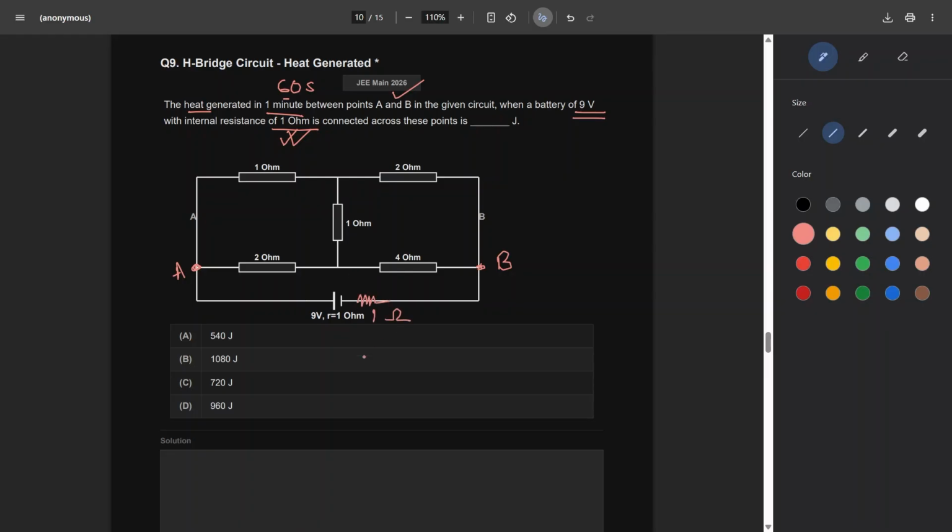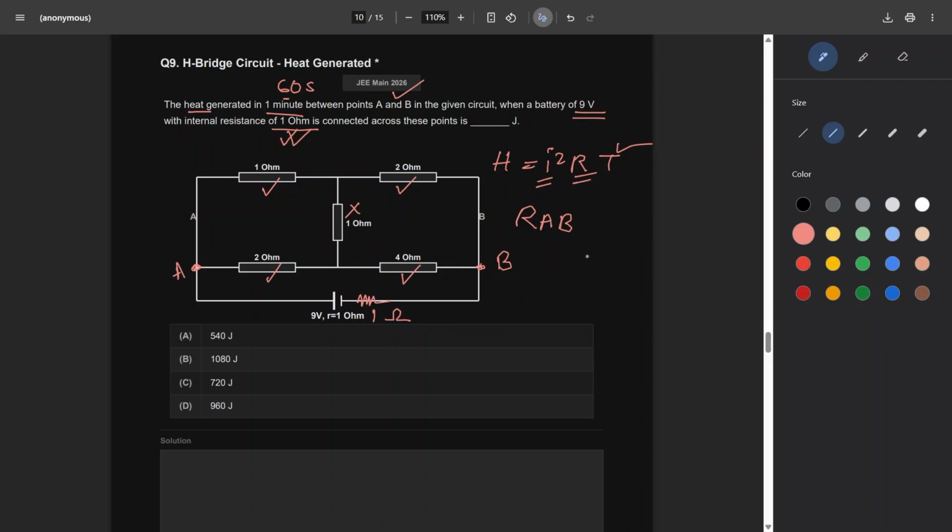So you should write. And we need the heat. So what is heat? Heat is I square RT, right? So we have T. We need R and we need I. For RAB, this is a bridge, right? This is a bridge. So you neglect this.